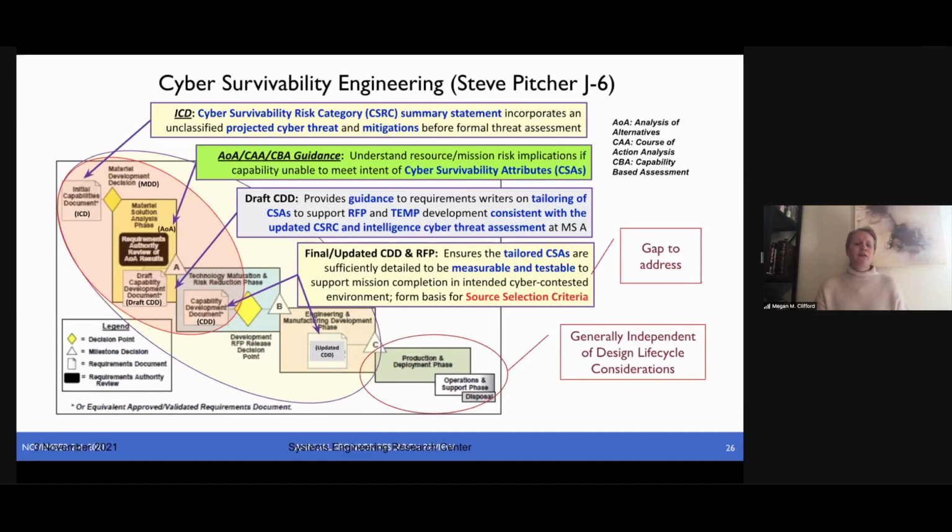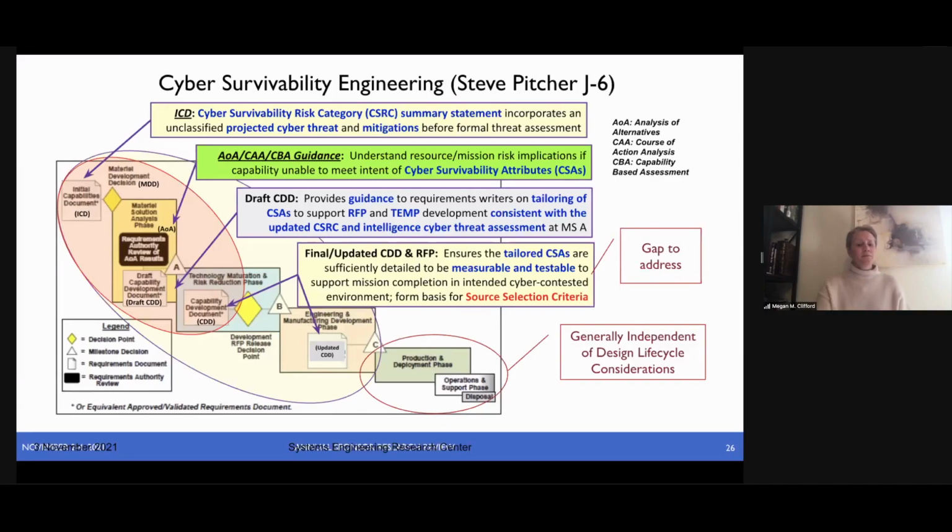And they require key aspects of the survivability problem domain. And the CSA is implemented for a system by incorporating the CSA-based language within that initial capabilities document, and incorporating, updating, and elaborating CSA-driven functional requirements in the capability development document as it evolves, building the required functionality into the system.